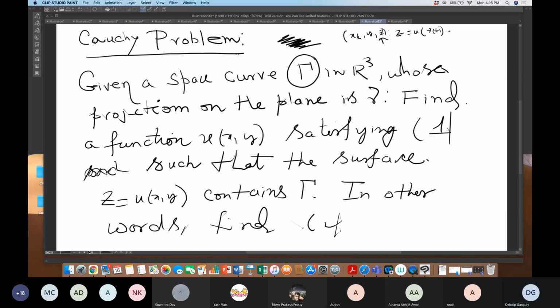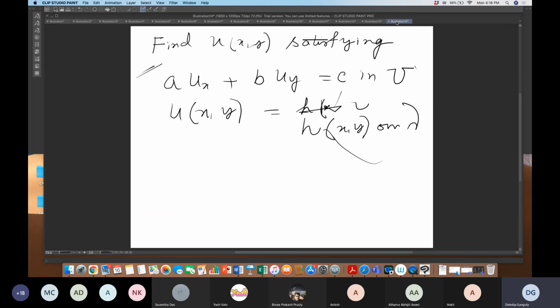Yes, sir. So in other words, what does that mean? Analytically, it means that you find u of x, y satisfying this PDE and u of x, y equal to h of x, y on small gamma. Because x, y is now in two variables, it is a projection. So this small gamma is the projection of capital gamma onto the xy plane. Clear? Projection of capital gamma onto the xy plane. Is it clear?